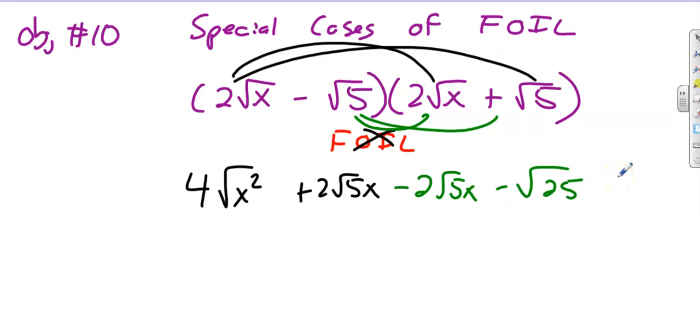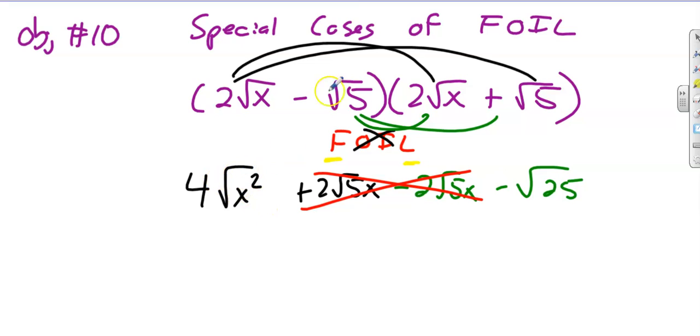So here's the special case: when you do these two terms, because they're pluses and minuses, they're always going to knock each other out, because one's a plus and one's a minus. It's the exact same two terms. So for this one, you're really just going to do the first times the first and the last times the last, because the O and the I kind of knock themselves out.